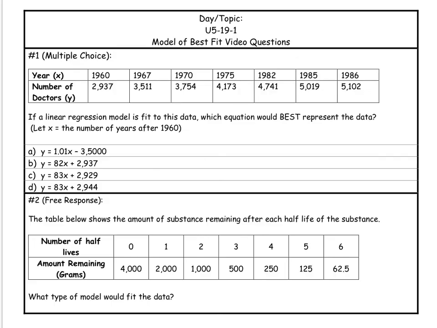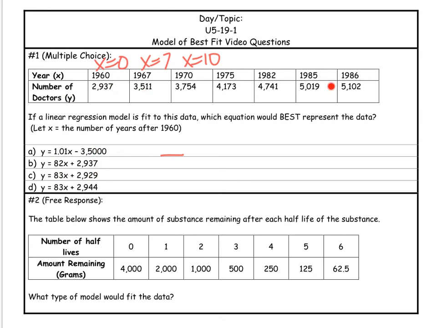Okay, now it's your turn. Multiple choice question number 1. We have the year as X and the number of doctors as Y. If a linear regression model is the best fit of this data, which equation would best represent the data? And we're entering X as the number of years after 1960. So this would be X equals 0, this would be X equals 7, X equals 10, etc. So use your linear regression model, stat calc number 4, to figure out which of these linear equations best models this data here.